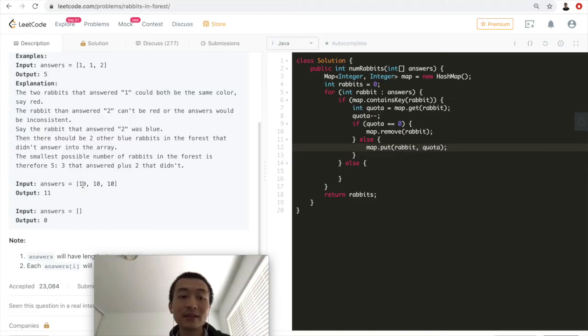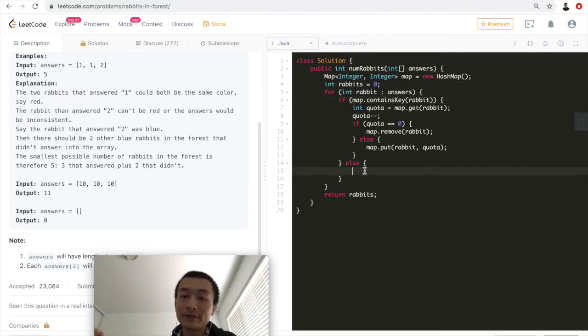So this rabbit of type 10 has 10 other peers in the forest. We discovered that its first pair, the second pair, the third and 10th pair, they don't answer. That's fine. I'll just keep them there. And then if the map does contain the rabbit, that means it's not the first time.